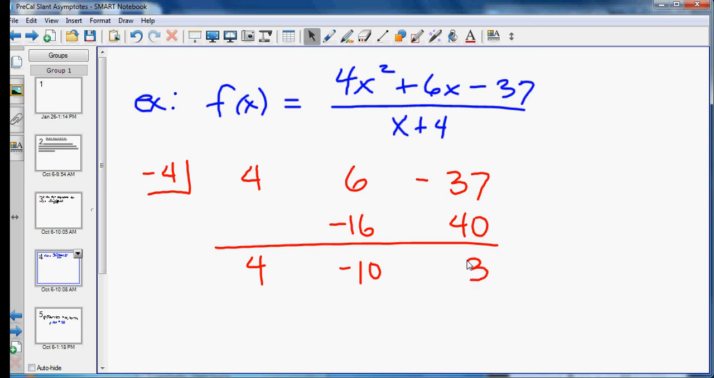So I started with a squared. I've divided by x, so this first term is going to be an x. The negative 10 is my constant. The 3 is my remainder, but I don't care about the remainder. I want to make sure I do not include the remainder in the slant asymptote, or it will be wrong. The slant asymptote is at y equals 4x minus 10.